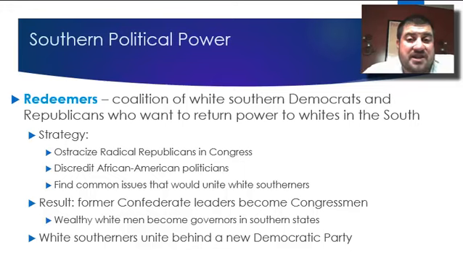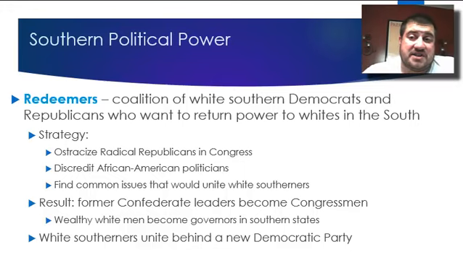And so the strategy is to ostracize or basically not associate with radical Republicans in Congress, basically pit them against one another, or basically say that they are old, outdated, we shouldn't be pursuing their policies anymore. Discredit African American politicians as being incompetent, not good at their jobs, corrupt, wasteful, and then find common issues that would unite white Southerners against everyone else.